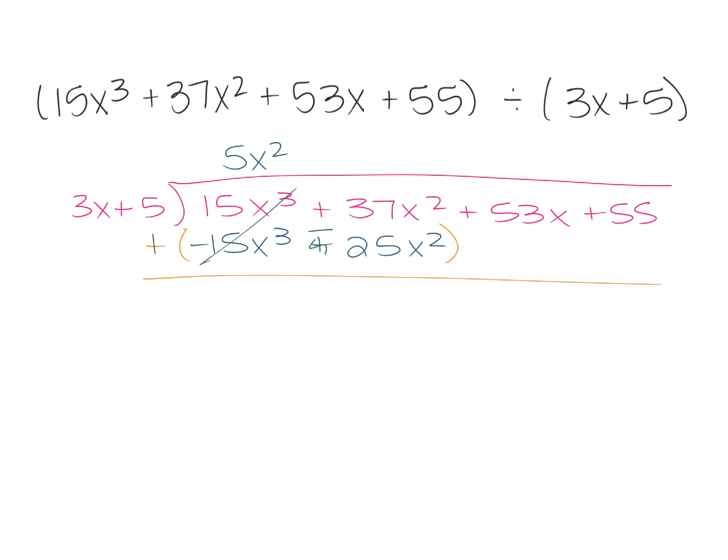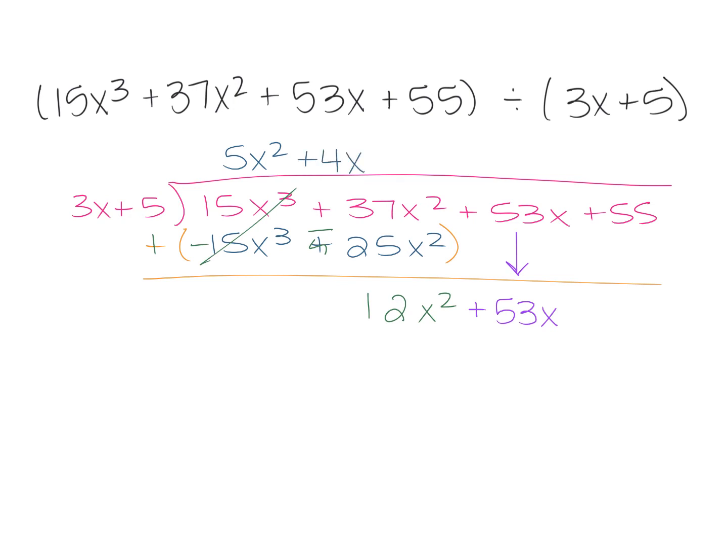So 15x cubed minus 15x cubed cancels. 37x squared minus 25x squared. You're going to keep the x squared. 7 minus 5 is 2. 3 minus 2 is 1. You have 12x squared. You need two terms to work with, so bring down the next term, which is the 53x. From here, ask yourself 3x on the outside times what is the 12x squared on the inside. That's going to give us 4x.